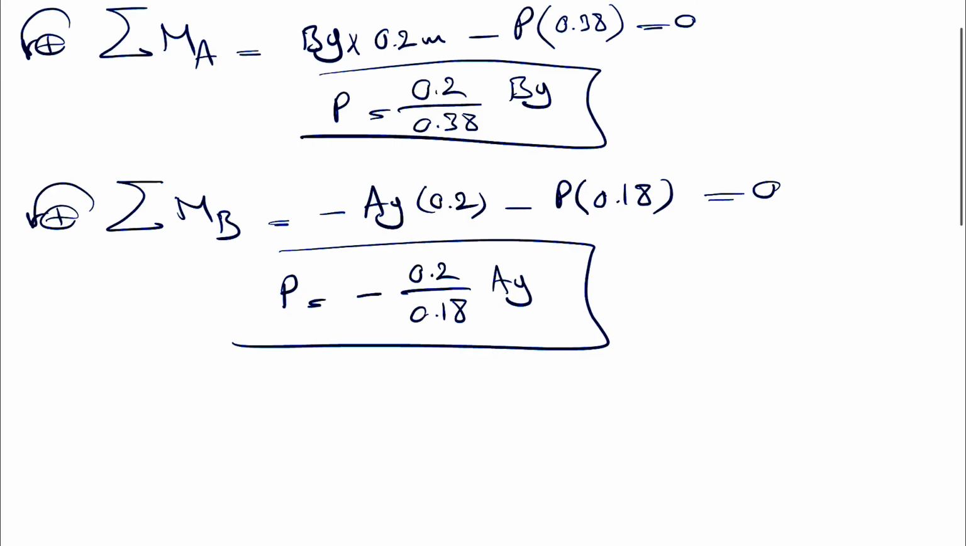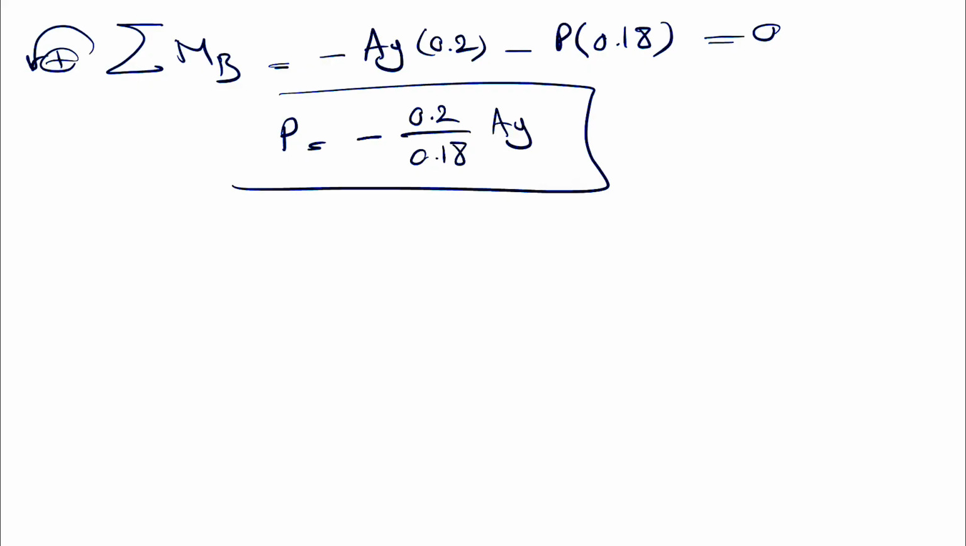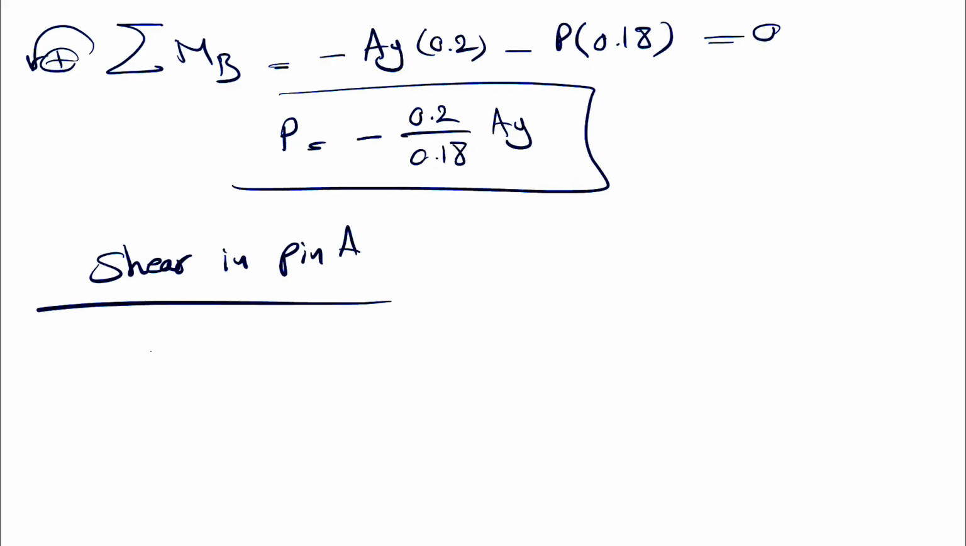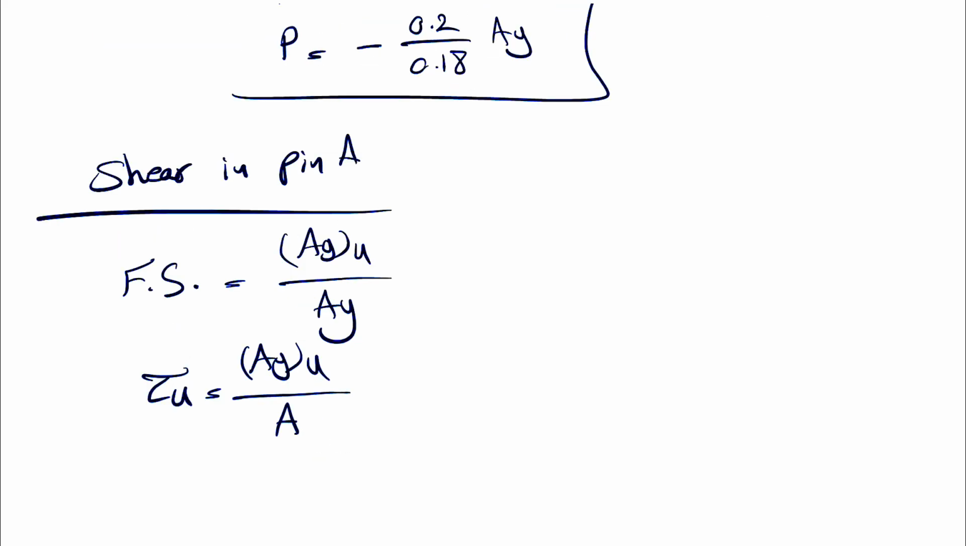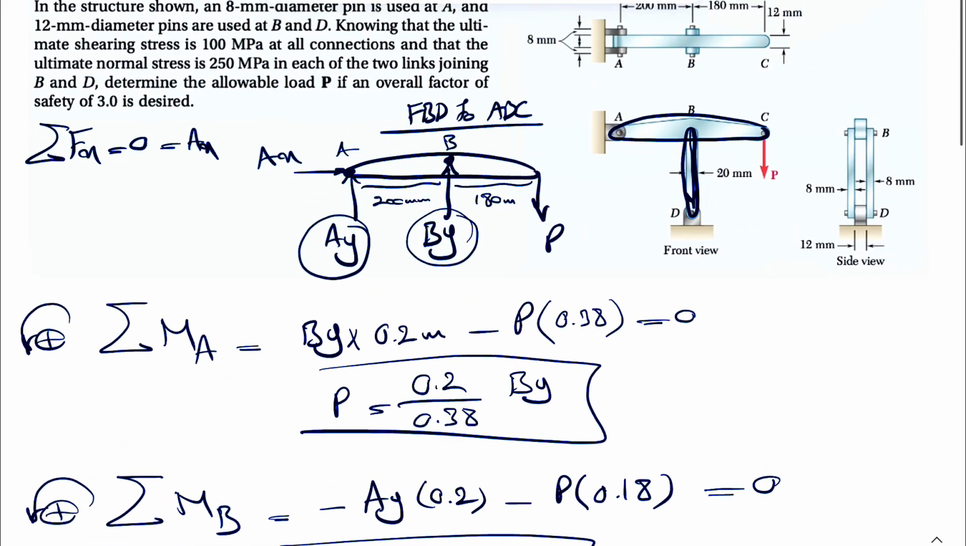So if we can find AY and BY, since we have the factor of safety, we should be good to find the P in each of these scenarios. Let's start with the shear in pin A. So we have factor of safety equal to the ultimate force of AY over AY. And since we have the ultimate shear, we're going to have the ultimate force over the area. So this is AY.